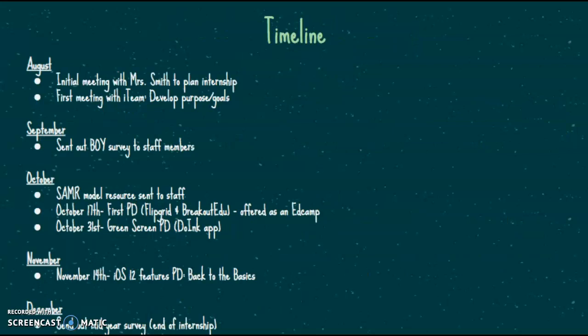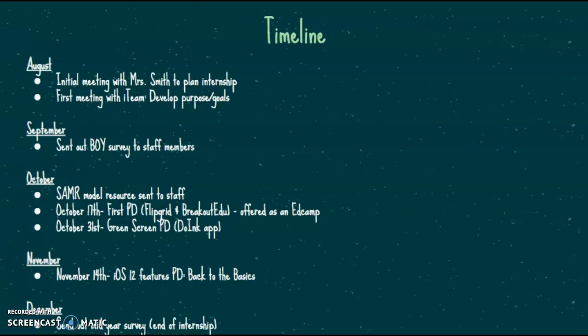Here's a timeline of my internship experience throughout the fall of 2019. In August, I had my initial meeting with my principal, Mrs. Smith, to plan my internship. And in August as well, I also had my first meeting with the I-team. During this meeting, the purpose was to develop goals that aligned with our school improvement plan, as well as develop the overall purpose of the I-team committee this year.